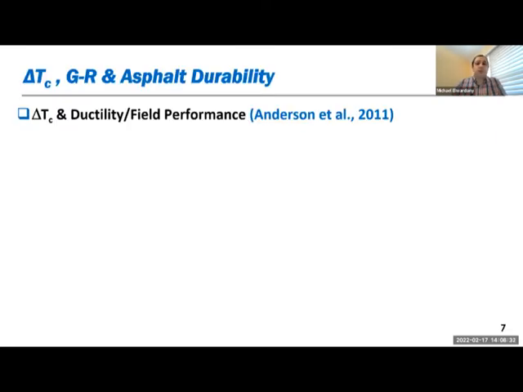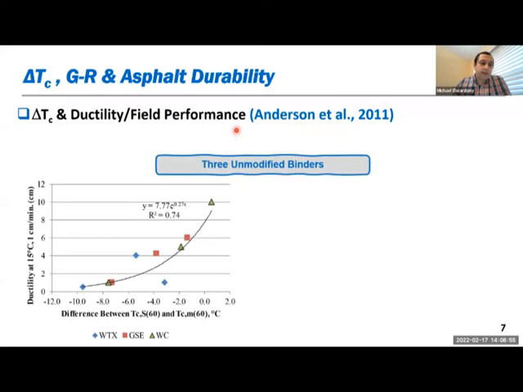Some of the rheological surrogates that have been proposed in the past 10 years are the delta TC, which correlates to ductility and to field performance to some extent. This was introduced by Mike Anderson at the AAPT meeting in 2011. Here you can see ductility measured versus the delta TC parameter, and there is somewhat of a relationship between them, but this study was based on 3 unmodified binders.